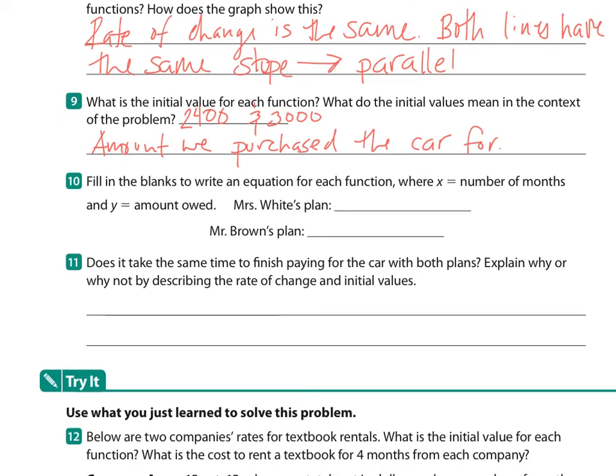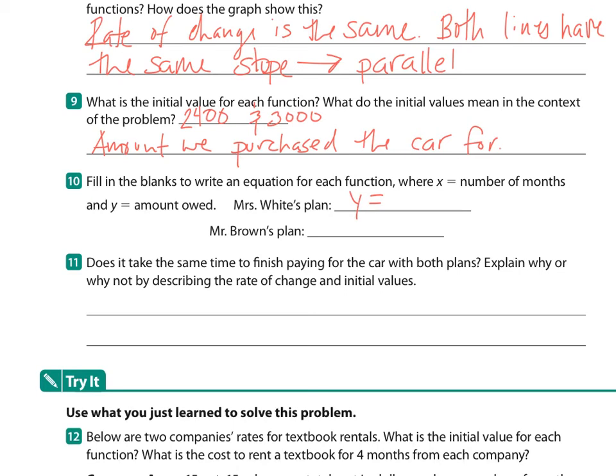Fill in the blanks to write an equation for each function where x is the number of months and y is the amount owed. So in other words, if I want to figure out how much I owe, that is represented by the letter y. Well, Mrs. White and Mr. Brown both have the same slope or the same rate of change, 300. But in this case, our amount is decreasing.